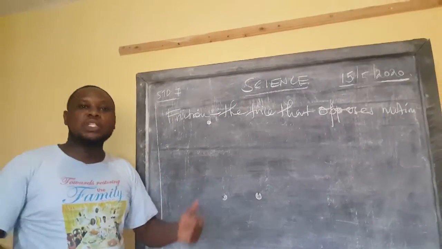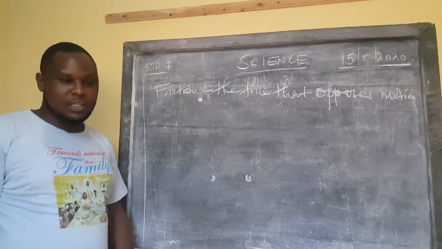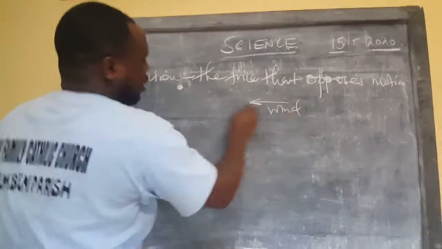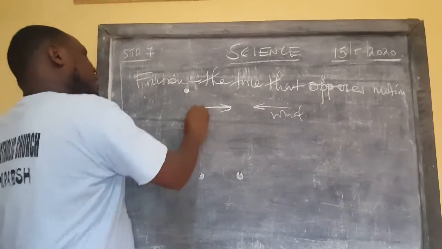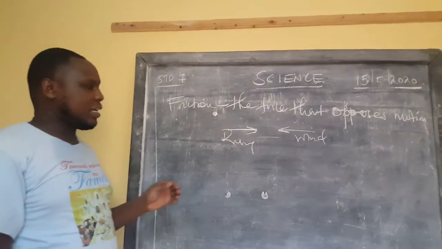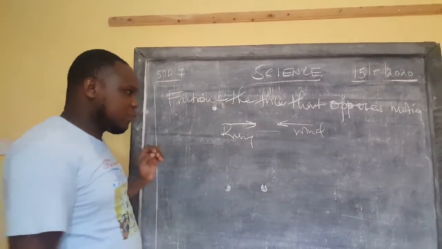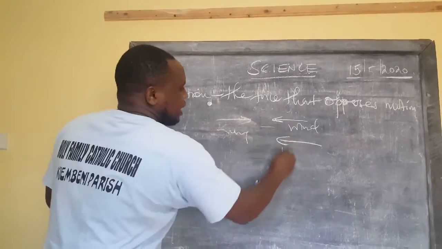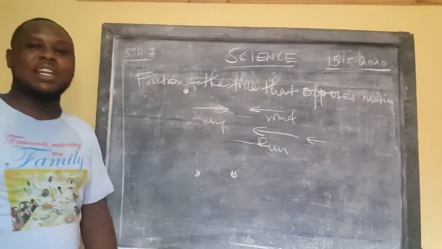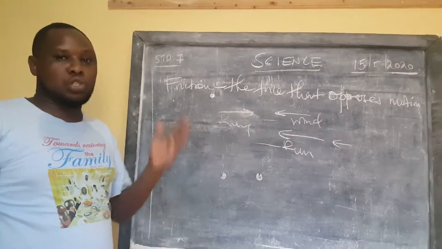Like for example, if you try to run when there's wind, and you run against the wind. Against the wind means, if the wind is coming this direction, you go the opposite direction. This wind is going to push you back, and so you are going to find it very difficult to run against the wind. But if you turn and run in the same direction as the wind, you will be pushed by this wind and you run very easily. So that is just an example of how friction hinders motion.